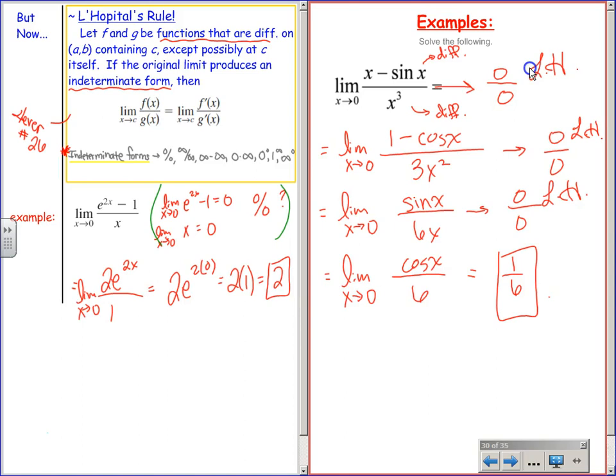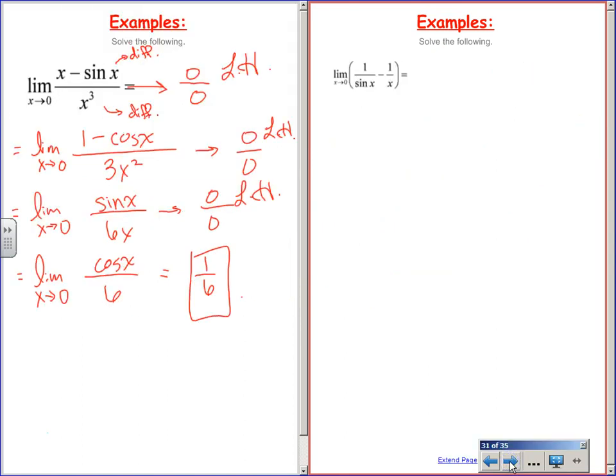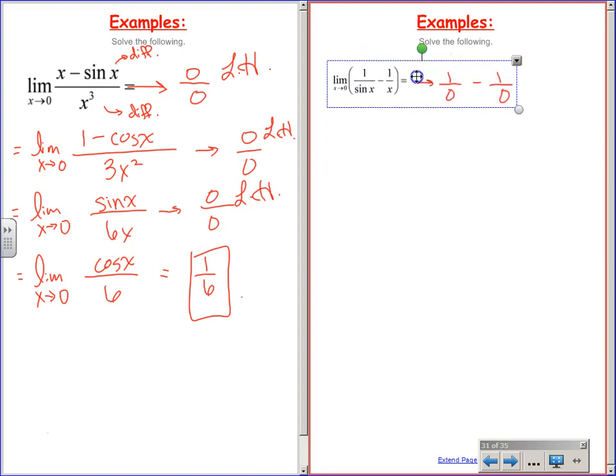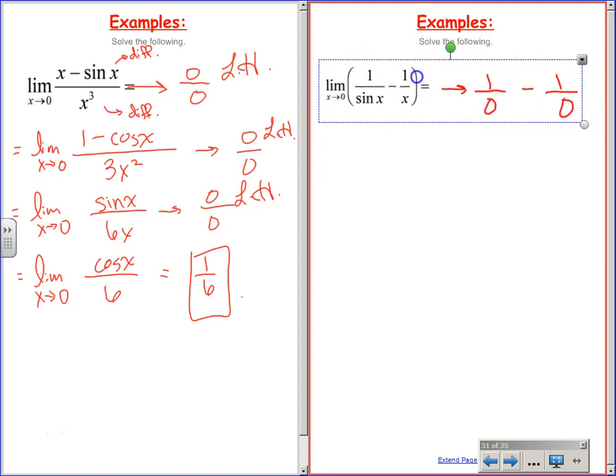Dun, dun, dun, dun. What about this guy? If I plug in, don't I get 1 over 0 minus 1 over 0? Infinity minus infinity, is that good? Can I just say 0 and be done? No. Now technically, isn't this cosecant? And doesn't cosecant bounce off of sine around the axis? Wouldn't this limit not exist, because as it comes to 0, it doesn't agree?